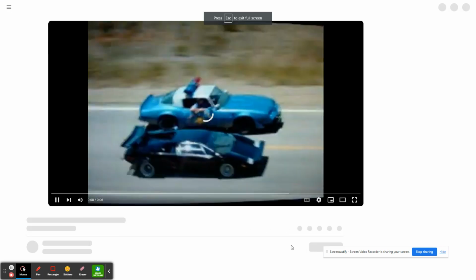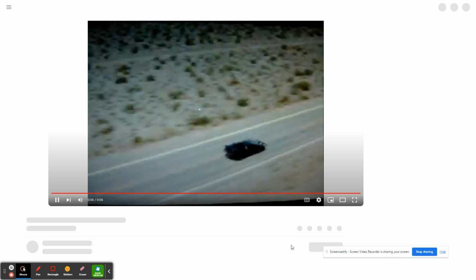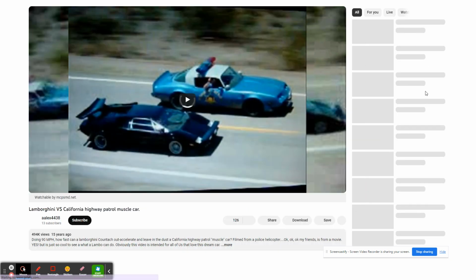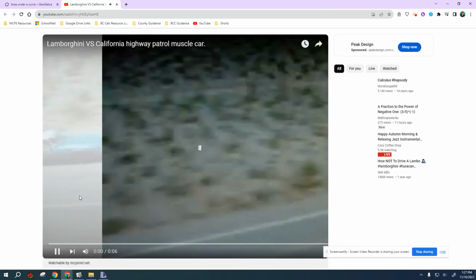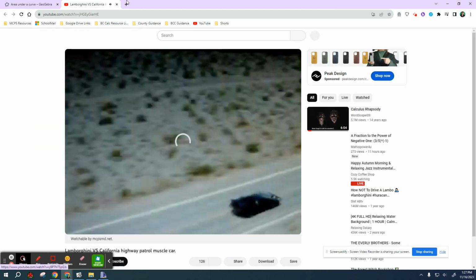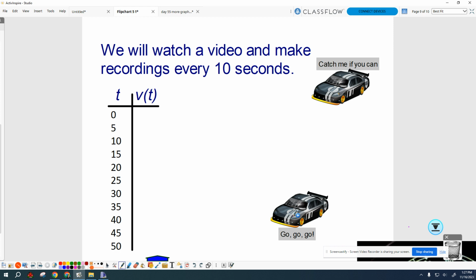Look, the California cop car is trying to stop the Lamborghini and give them a speeding ticket. They're like, sure, right. Where is this vehicle? Okay, so there's that. Believe it or not, Calculus Rhapsody, it's real. Not today.